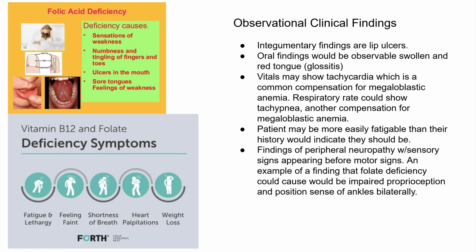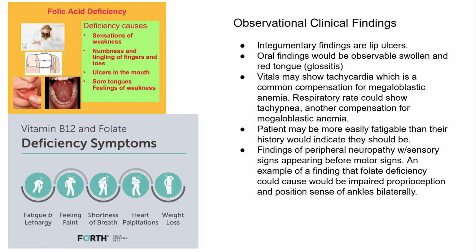For clinical exam in the integumentary system, findings would be lip ulcers, oral findings would be swollen and red tongue or glossitis. Vitals may show tachycardia, which is a common compensation for megaloblastic anemia. Respiratory rate can show tachypnea, which is another common compensation for megaloblastic anemia. Note, the patient may be more easily fatigable than their history would indicate they should be. That's a really patient specific statement, but it's something to consider.